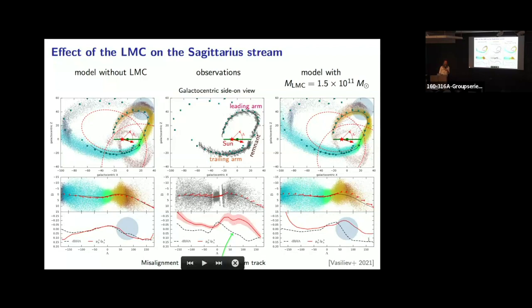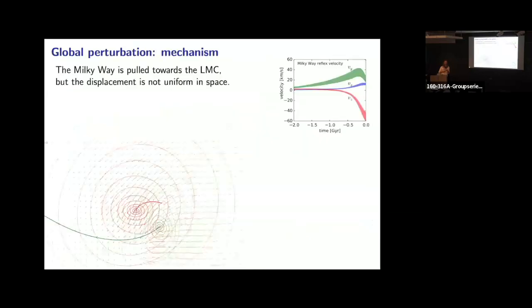But the interesting thing is that unlike the Orphan-Chenab case, the effect of the LMC on the Sagittarius stream appears to be most important in the leading arm, whereas, as we all know, the LMC is in the southern hemisphere, but most of the effect comes in the northern hemisphere. So why is that? Here we come to the second question: what impact does the LMC have on the Milky Way's halo in the global sense, not just the local deflection of things, but the global perturbation?